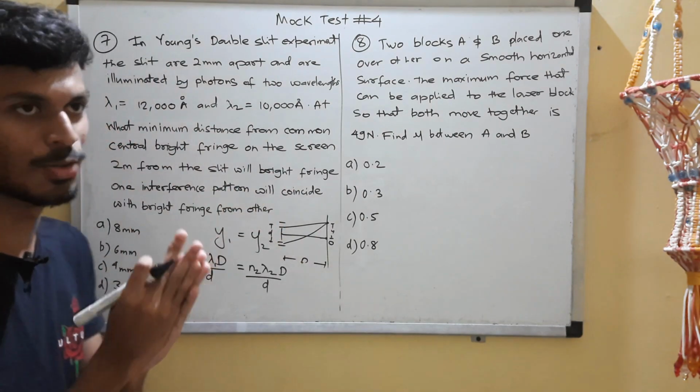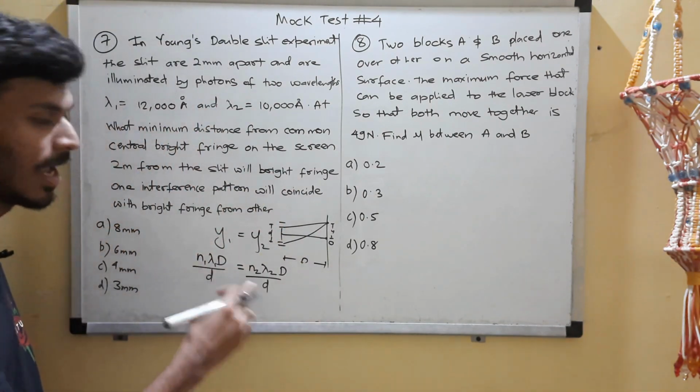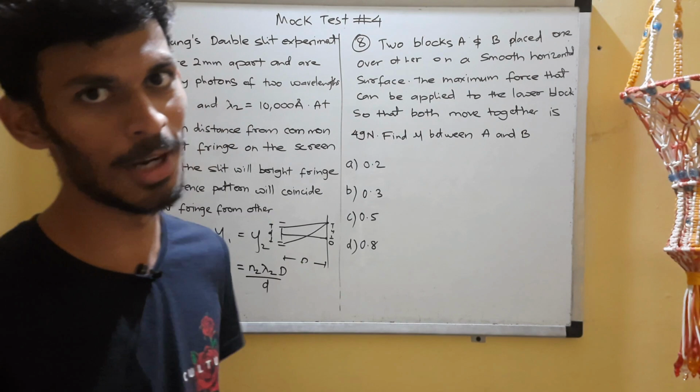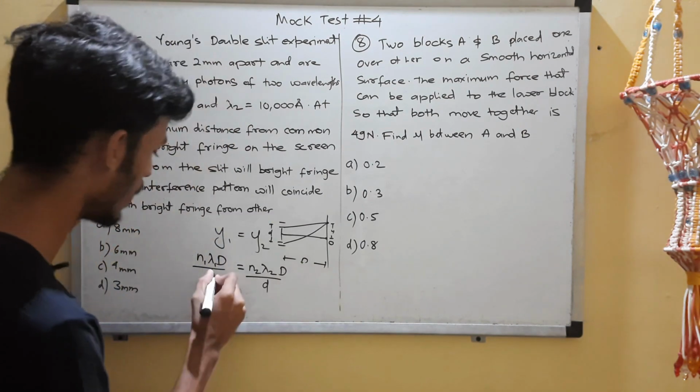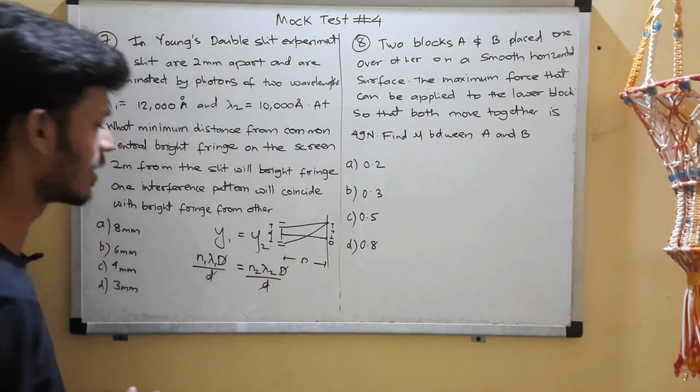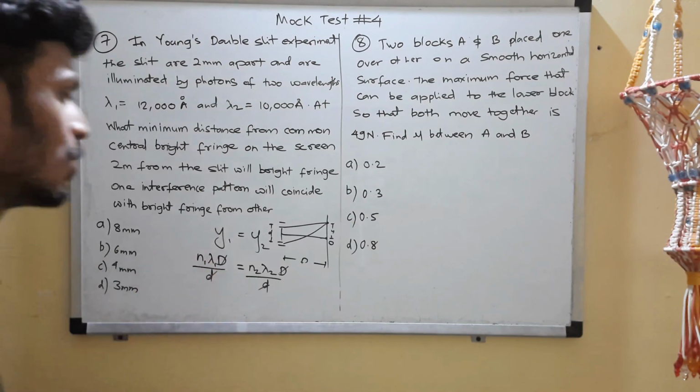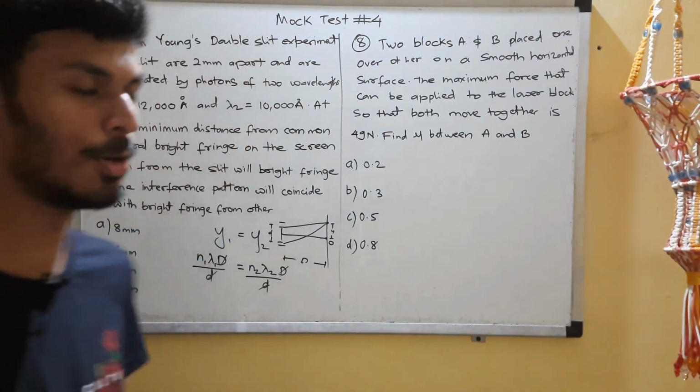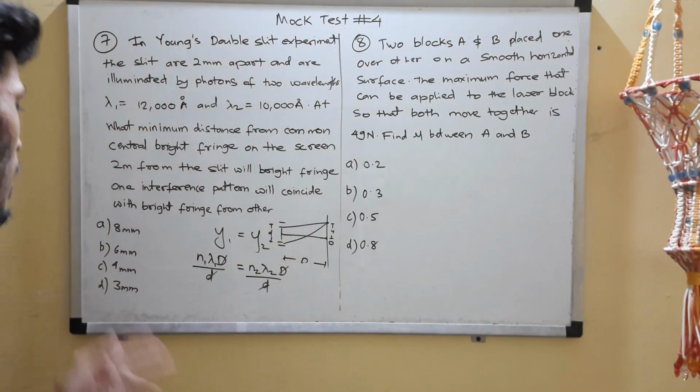Actually this is a special case. For bright fringes to coincide, you can directly use the formula n1 lambda 1 is equal to n2 lambda 2. The smarty pants among you might directly know it. So this and this will cancel. You could have directly used n1 lambda 1 is equal to n2 lambda 2. So yes, now let us do it.